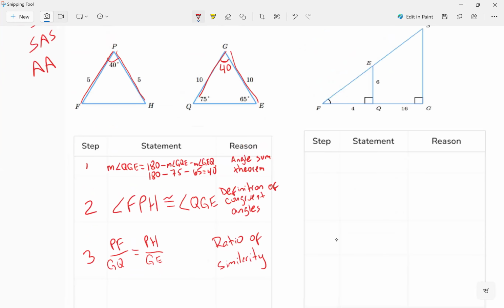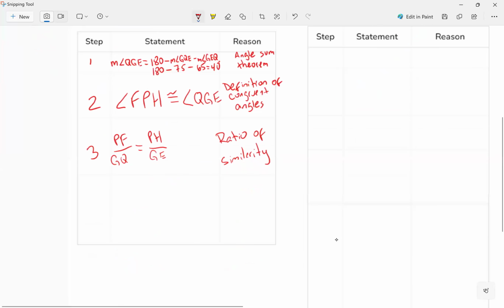So I have the two sides from one triangle proportional to two sides of another triangle. I have the included angle on one triangle equal to the included angle of the other triangle. So I think I'm ready to complete my statement here.